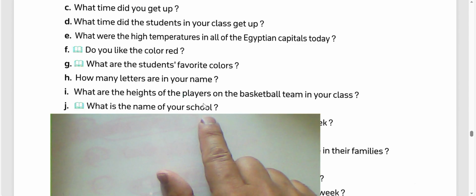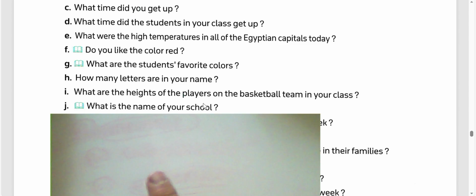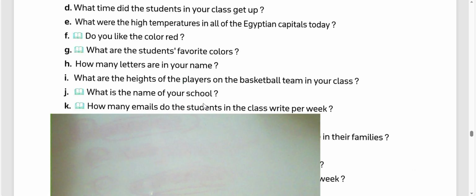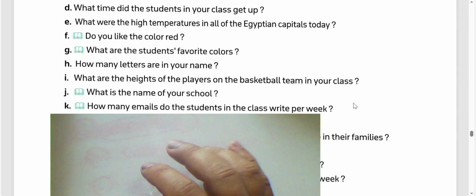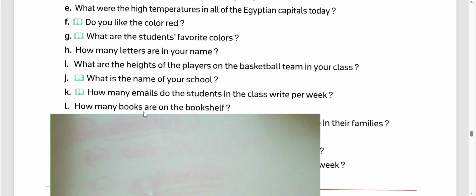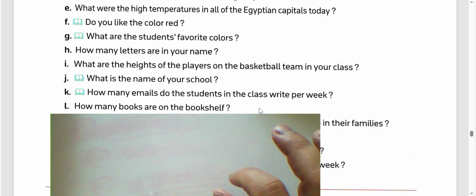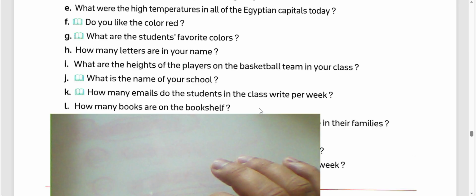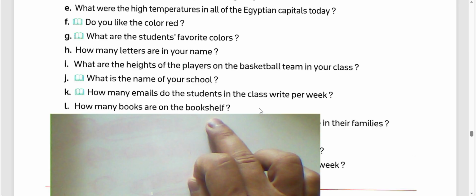What is the name of your school? We have one answer. It will be non-statistical, because we have one solution, one answer. How many emails do students in the class write? We have different answers. Different answers will be statistical questions. How many books are on the bookshelf? We have one answer. Exactly the number. We know the number of books on the bookshelf. Then it will be a non-statistical question.